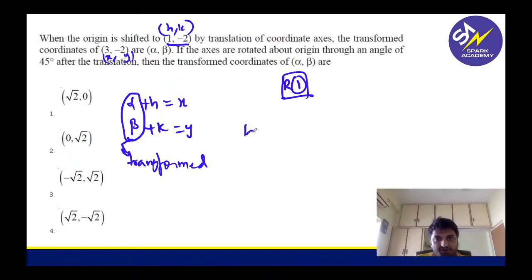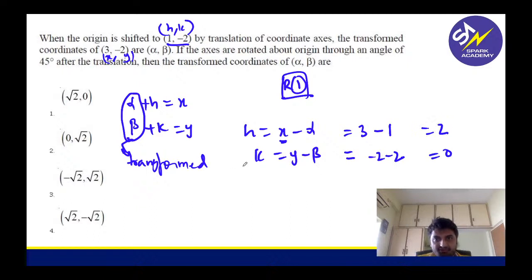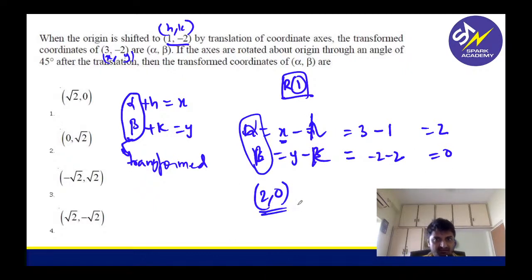So what is h now? x minus alpha. k is what? y minus beta. So what is this? Just substitute, 3 minus 1 I am getting. This is minus 2 I'm getting. So this is 2, 0. Or we need alpha beta, right? So alpha beta means minus h minus k I can do. Same thing. So the transformed axis will be what now? 2 comma 0 is what we are getting, right? Now rotation formula you have to use.